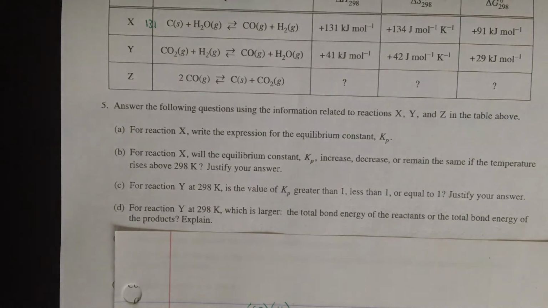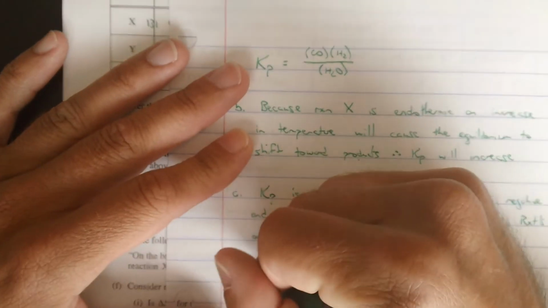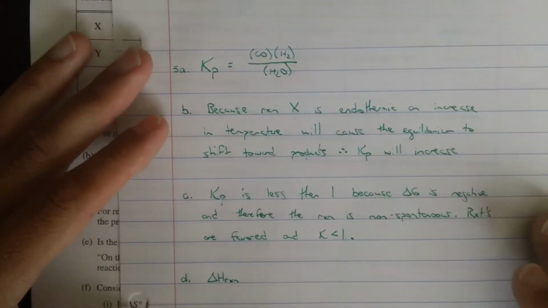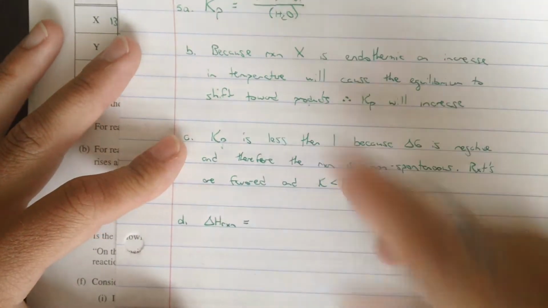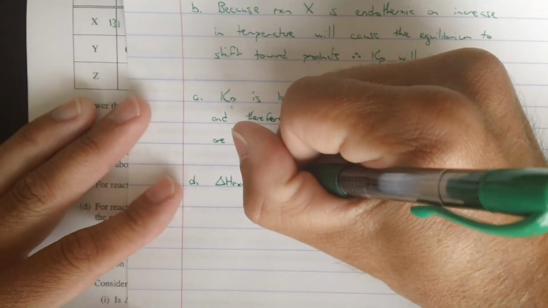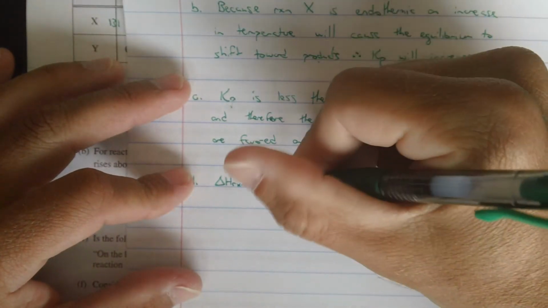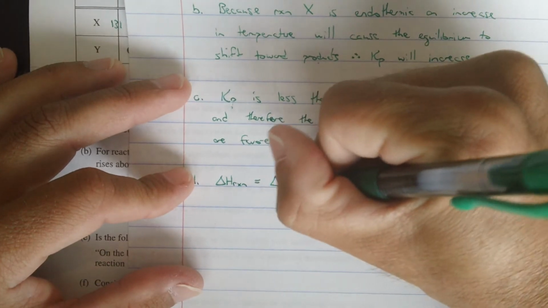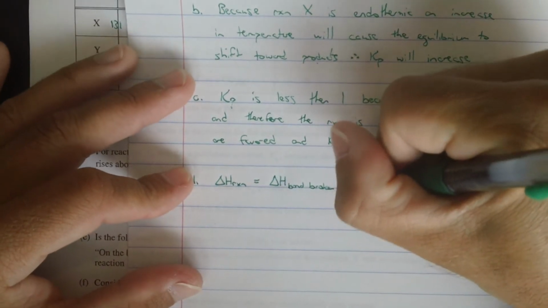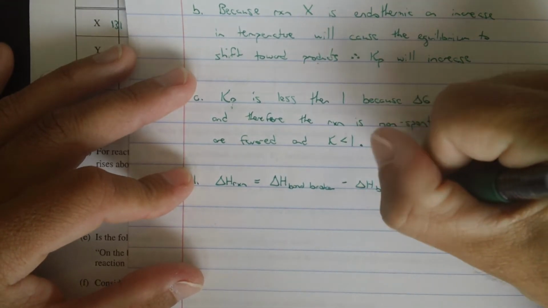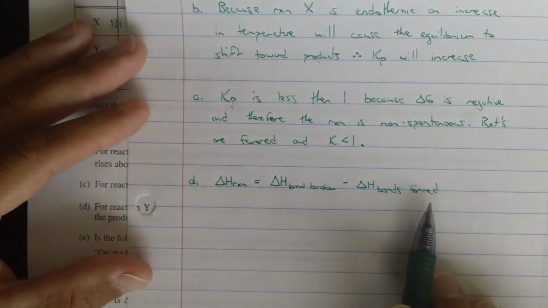Part D says for reaction Y, which is larger, the total bond energy of the reactants or the total bond energy of the products? And explain it. We have a delta H for reaction Y is plus 41, so it's endothermic. And so I would write the equation out. I would put delta H for the reaction is equal to, this is the one time it's not reactants minus products for Hess's law, with bond energies. So I don't write reactants minus products, I write delta H of bonds broken minus delta H of bonds formed. I think that's a good start to the explanation for this problem.